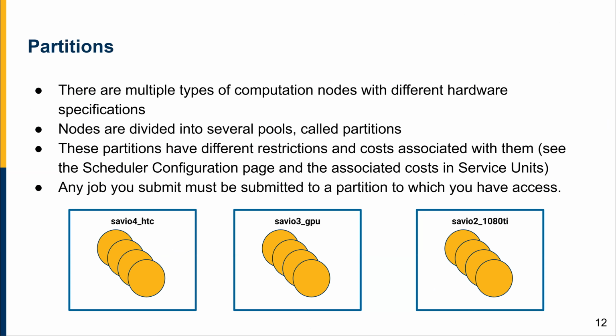Nodes are grouped into partitions. There are multiple different kinds of compute nodes with different hardware specifications. For example, a CPU node or a GPU node, which have different amounts of working memory. These partitions have different restrictions and costs. By cost here, I mean service units. Some node partitions are more expensive to use when you're requesting them for compute, and you can see the associated costs in our documentation. Any job you submit must be submitted to a partition to which you have access. Sometimes you can get errors if you're requesting a node to which you don't have permission.